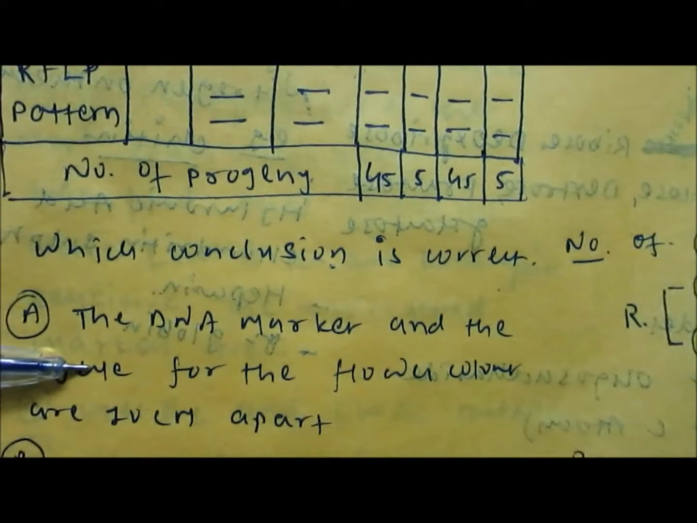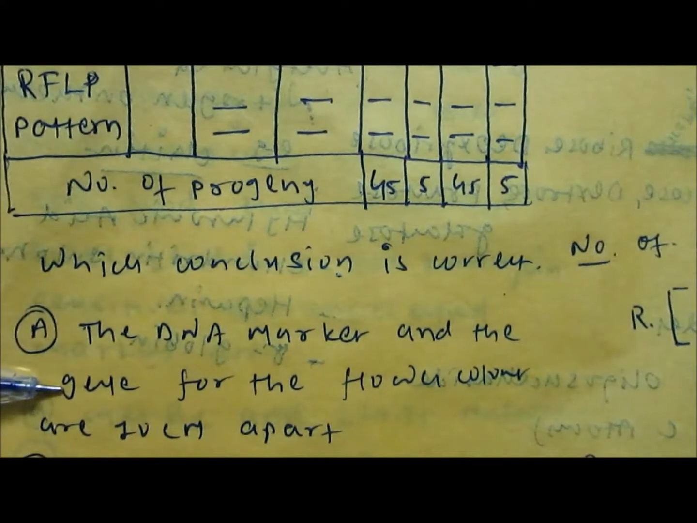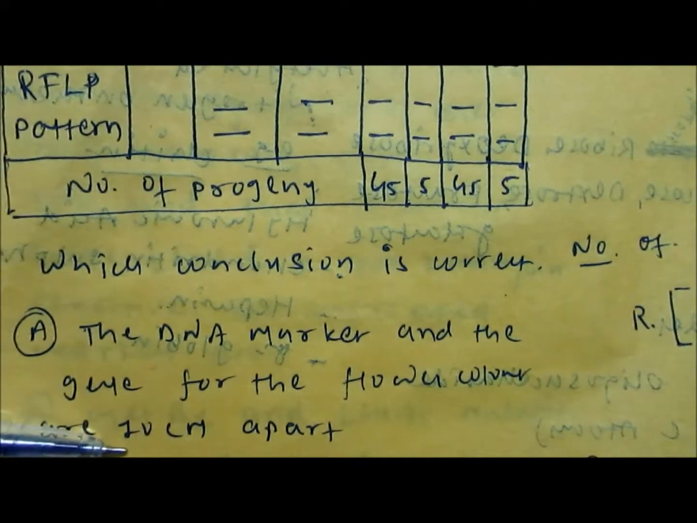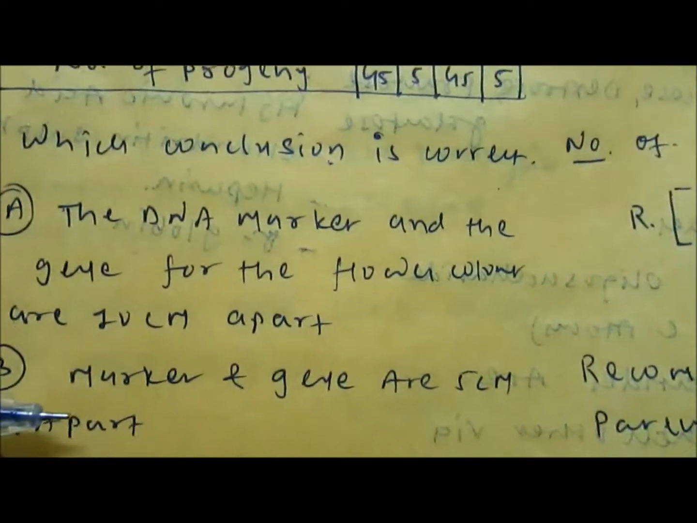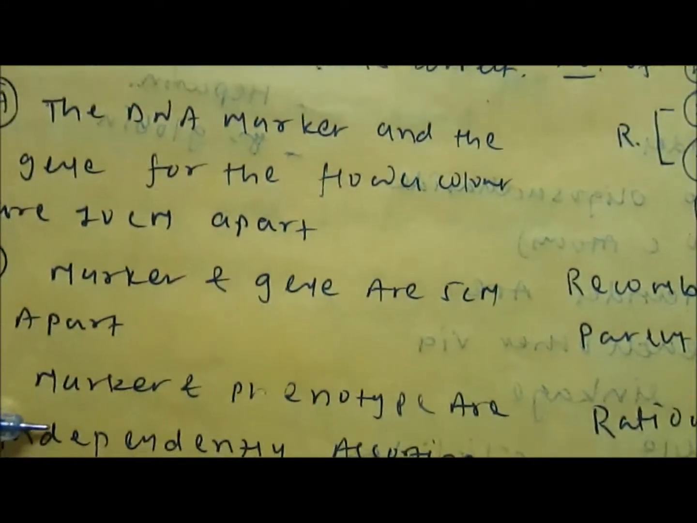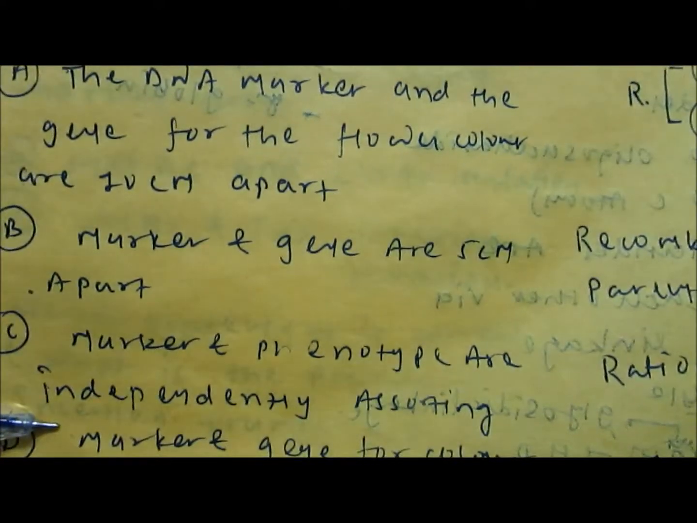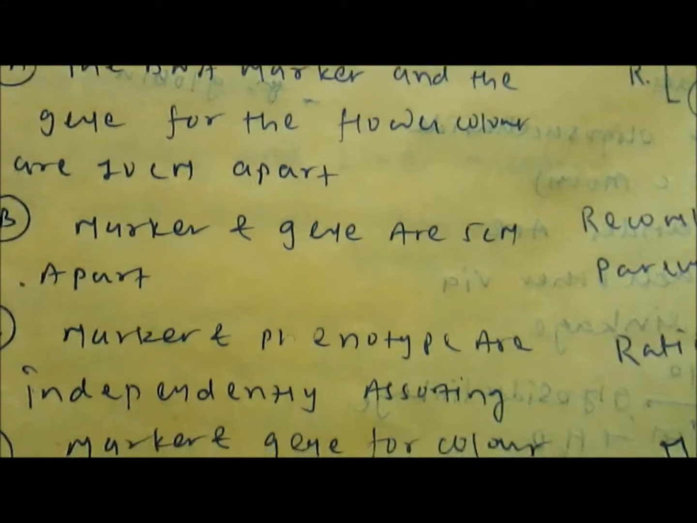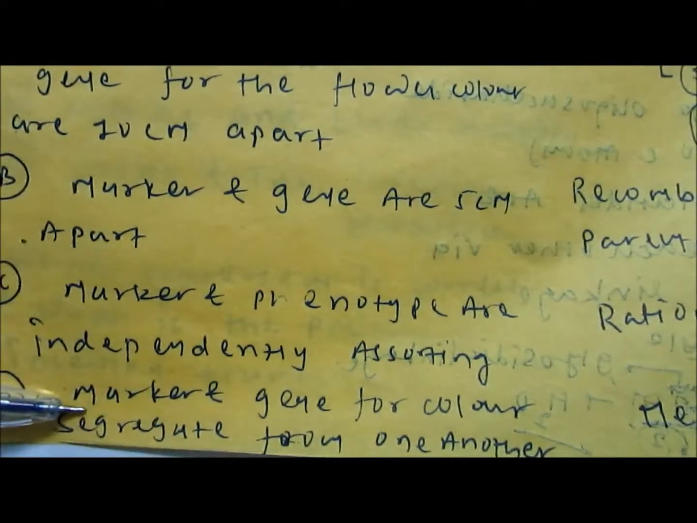The first is that the DNA marker and the gene for the flower color are 10 centimorgan apart. The second is that the marker and gene are 5 centimorgan apart. The third one is that the marker and phenotype are independently assorting. And the fourth one is that the marker and the gene for the color segregate from one another.